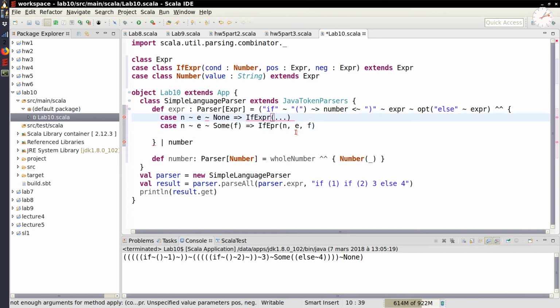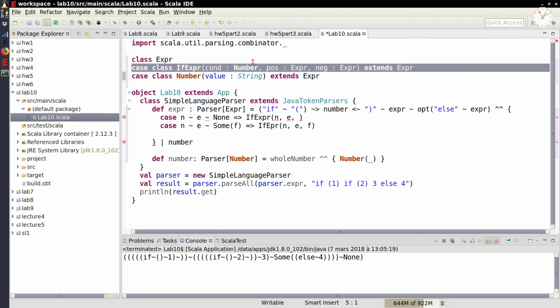So in the first one I have a bit of a hard time because, yeah, I want n, e, but what am I going to put for f? It wants three parameters. IfExpr gets a condition, a positive and a negative. If I had some way of having an empty statement or something, then that would be one way I can do it. But let me do something simpler.